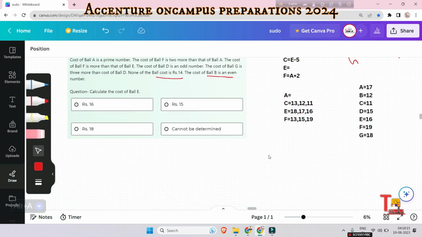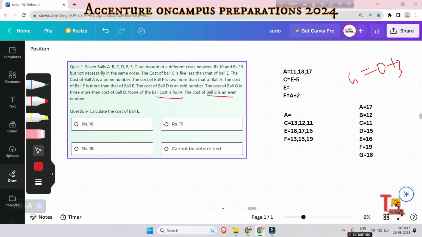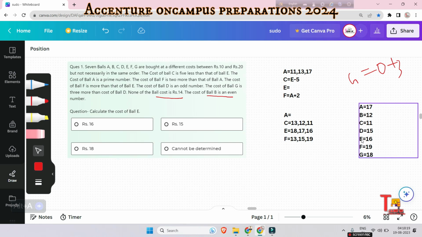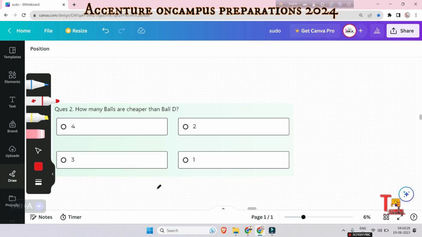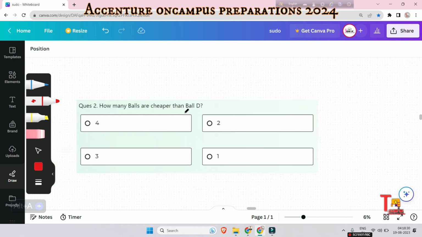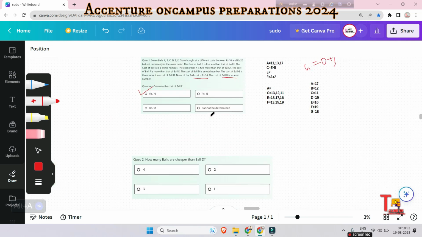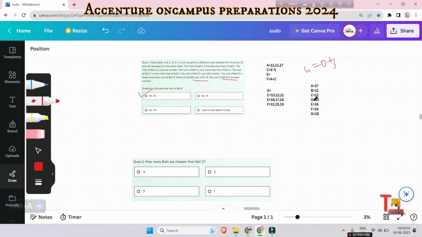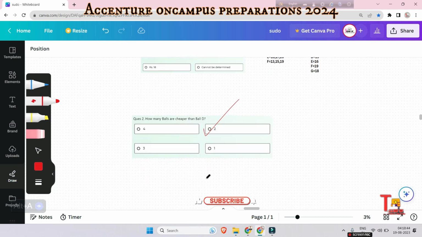So what are the questions? That was calculate the cost of ball E. So the cost of ball E is equal to 16, right? So the answer will be 16. And the next question is also from this, that is how many balls are cheaper than ball D? That means less than 15. So less than 15 is 11 and 12. So two balls are cheaper than ball D, right? Okay, let's go to the next question.